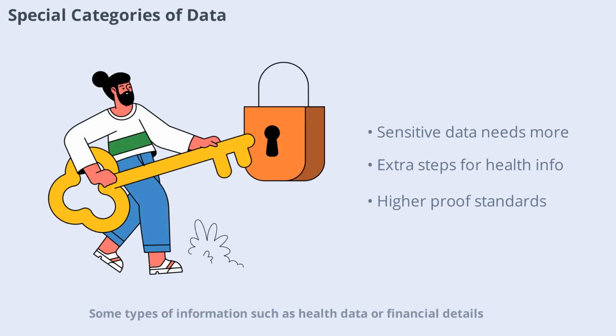Some types of information, such as health data or financial details, are considered especially sensitive. Regulations may require additional steps to obtain consent for these categories, such as more detailed explanations or higher standards of proof. Organizations must be aware of these special requirements to remain compliant.